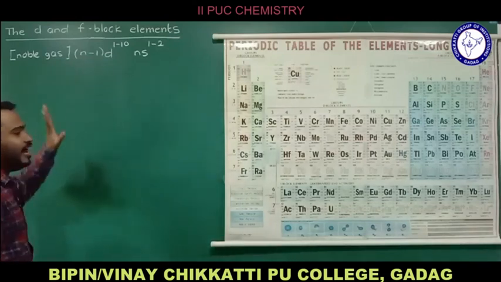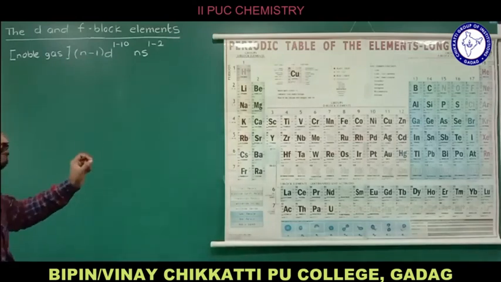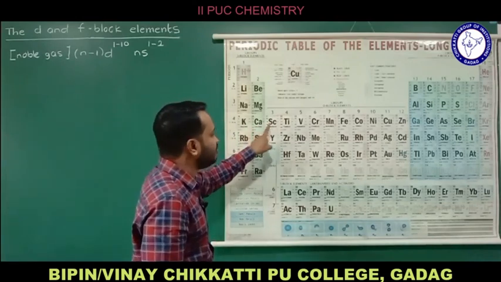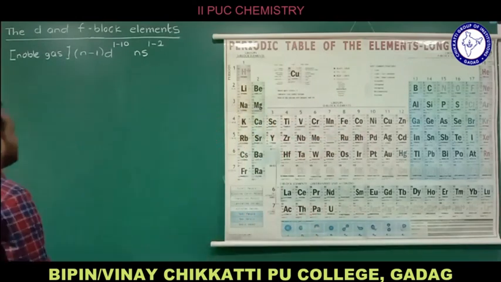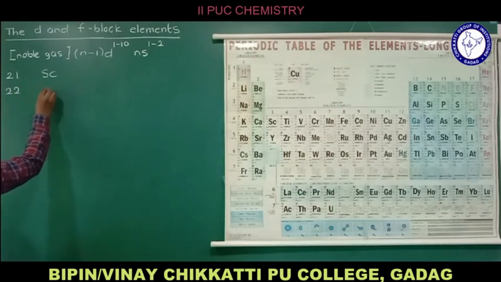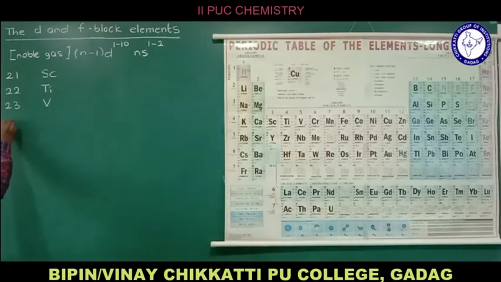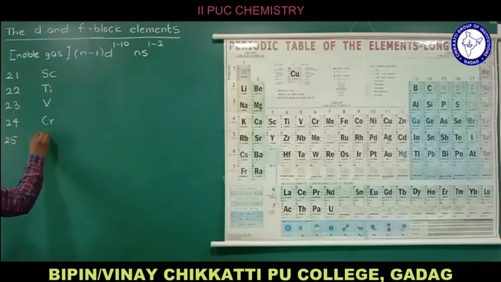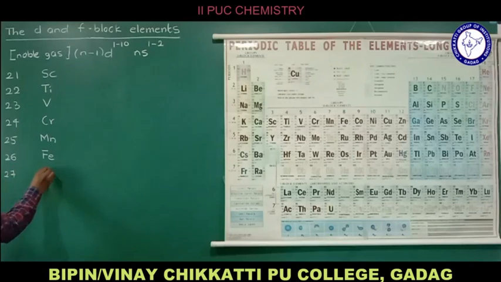This is the general electronic configuration I mentioned, and now we'll see the electronic configuration of the elements from scandium to zinc. So let me discuss that. Atomic number 21, we know, is scandium, right? And 22 is titanium. 23 is vanadium, the symbol is V. 24 is chromium, Cr. 25 is manganese, Mn. 26 is iron, Fe. 27 is cobalt.